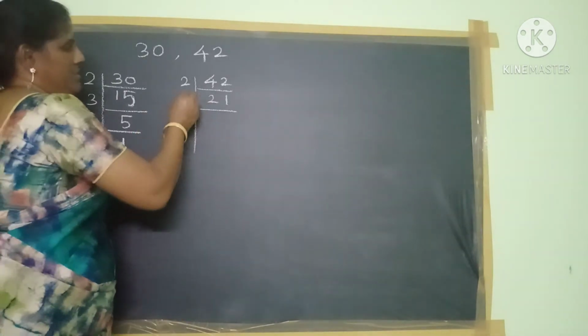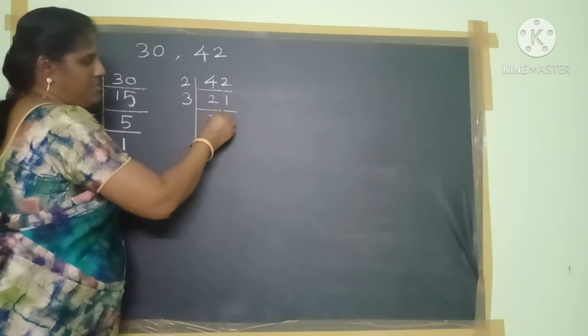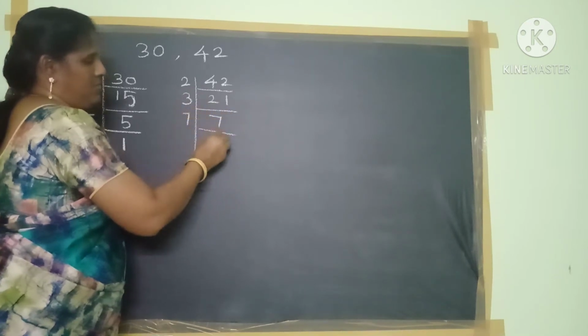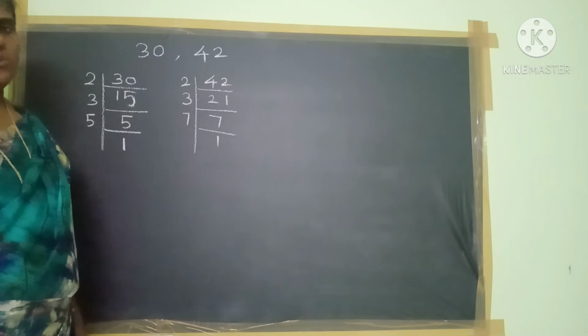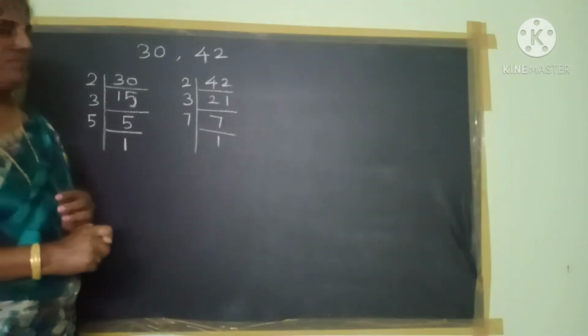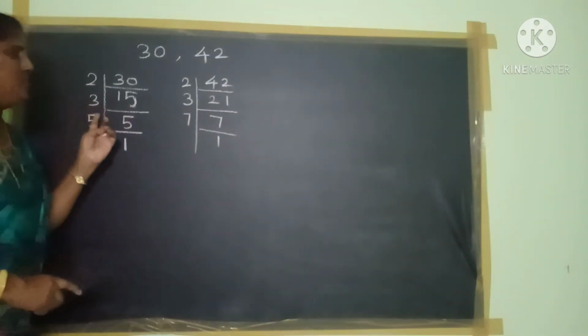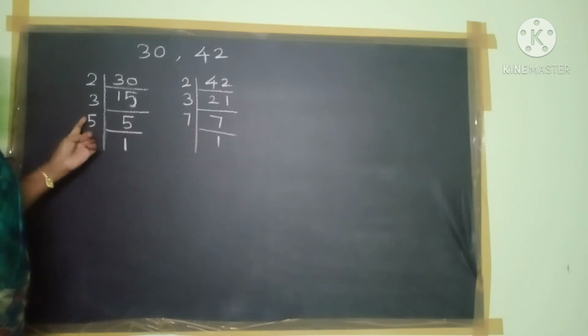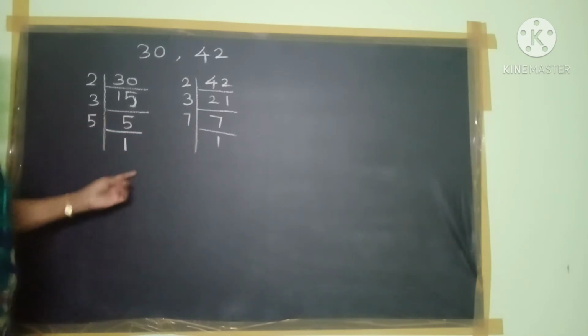table. Yes, in the 3 table, how many times does it come? 7 times. So 7 1s are 7. So step 1 is over. First of all, you factorize the given number like that.